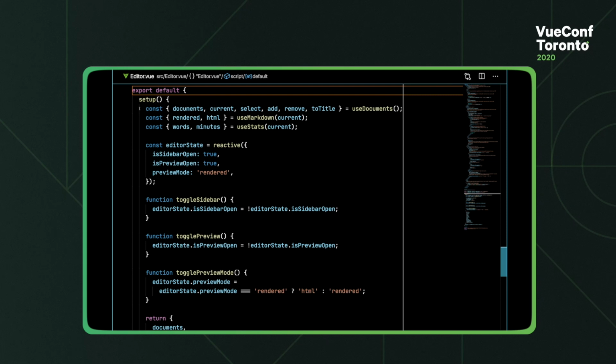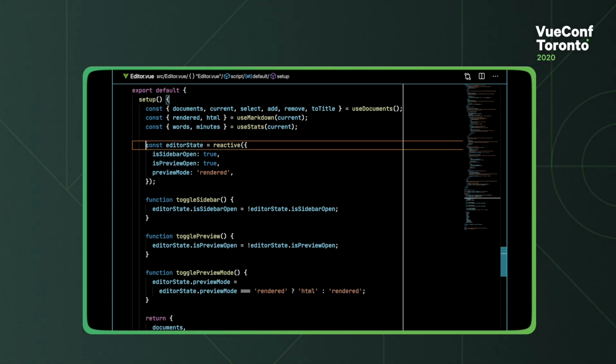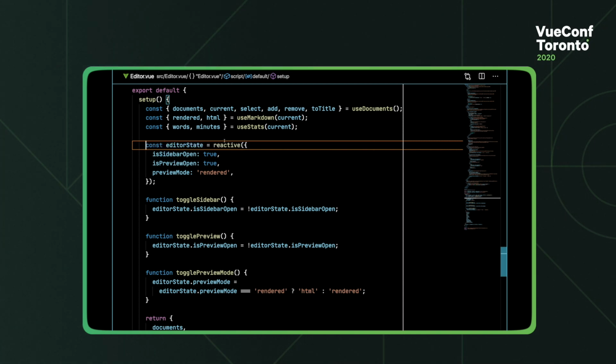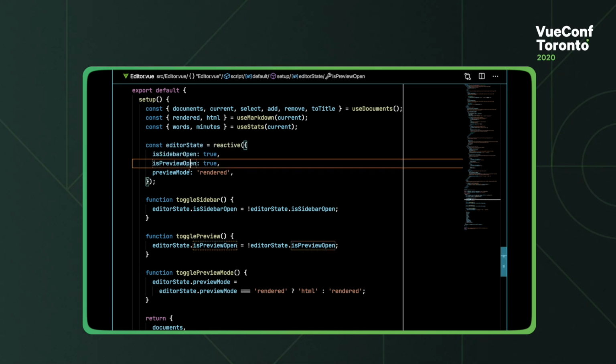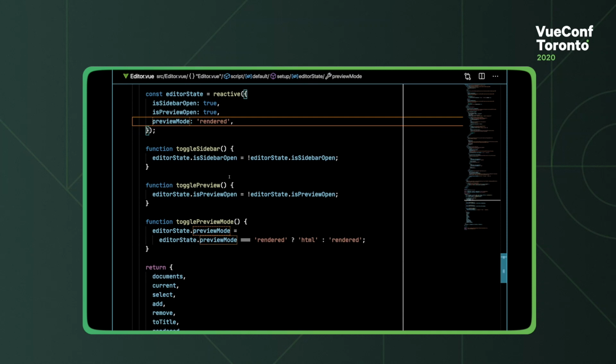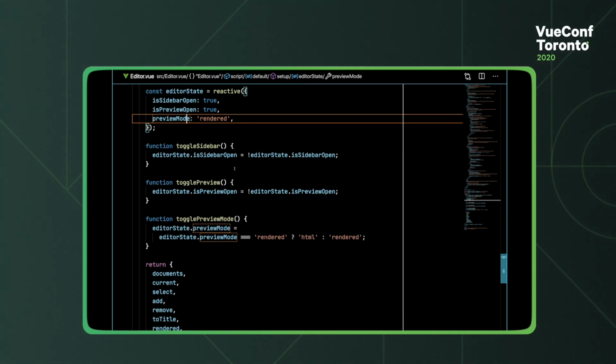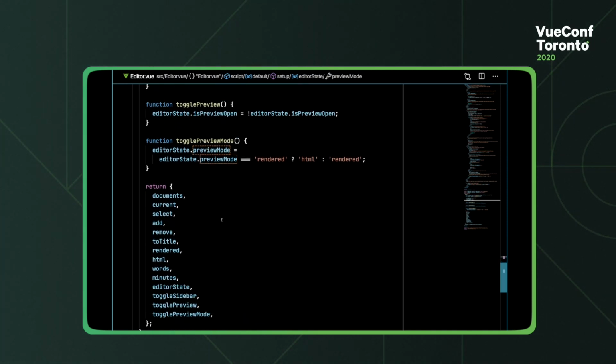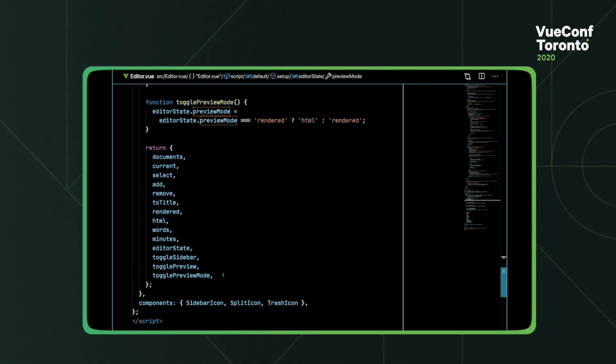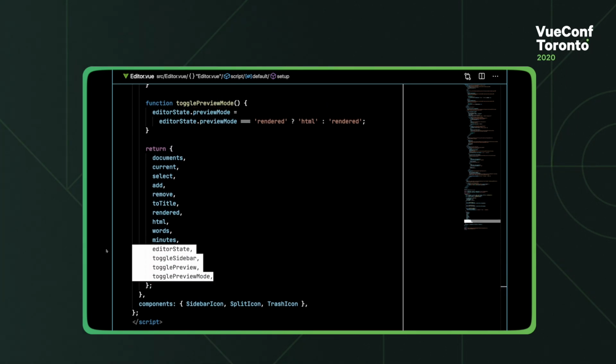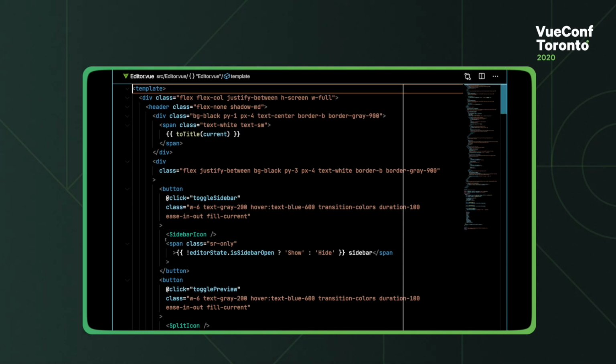So here you can see you have a bunch of composition functions to handle the application. And starting here, you have all the manual code to handle the applicative state. So the state itself is a reactive object. It contains the state for the sidebar, for the preview mode. And then you have a bunch of functions to mutate that state. Finally, we return everything here. This way we can use it in the template.